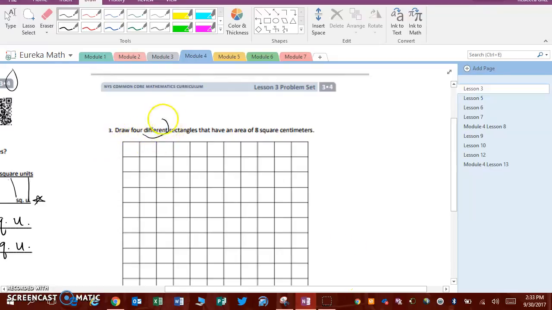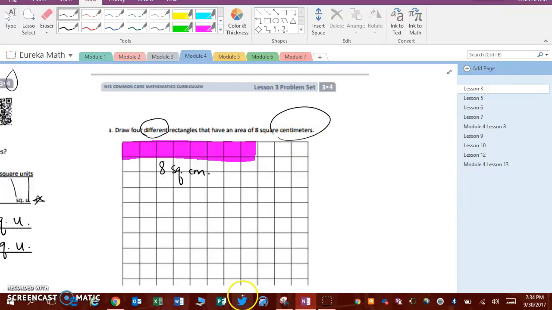Draw 4 different rectangles that have an area of 8 square centimeters. So this is kind of fun. You get to kind of color. So if you want to use a color, you can. I'm going to, just for fun. When I need 8 square centimeters, I need to color in 8. So here's 1, 2, 3, 4, 5, 6, 7, 8. Just going to make one big long rectangle, okay? All right. So I'm going to label it 8 square centimeters. Okay, this is where I was saying it could change. Instead of units, now we actually know the size of these squares are equal to centimeters. So we have to label that accordingly.